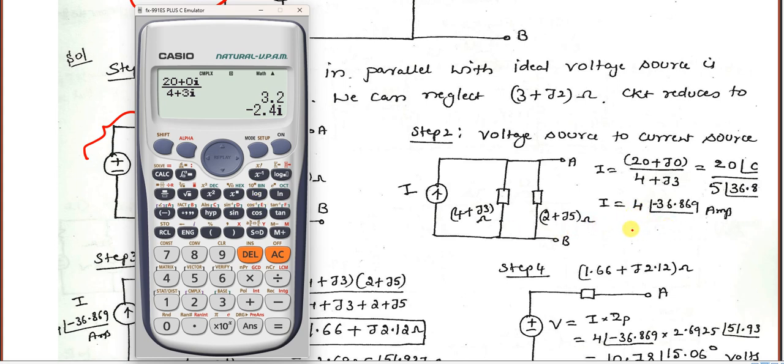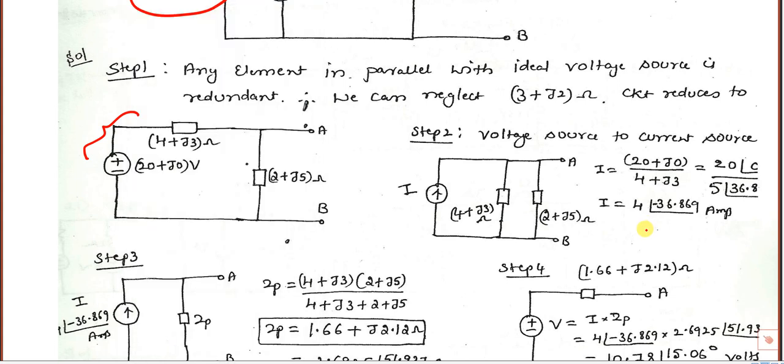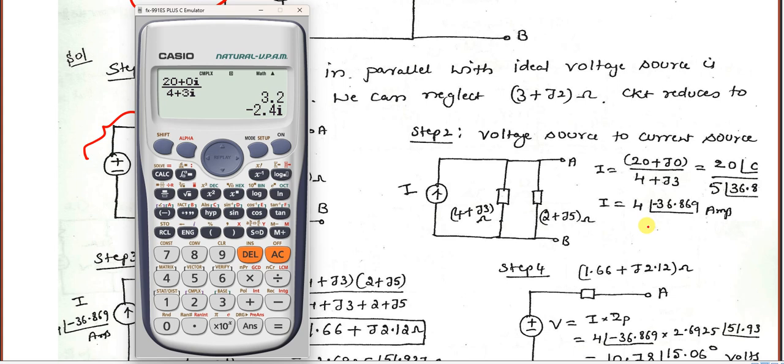The current value is 3.2 minus 2.4I. You can also write this answer in polar coordinates: shift complex, third option. You'll get 4 at an angle of minus 36.86. So that is the value of I. 4 at an angle.